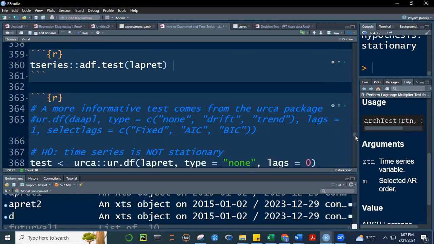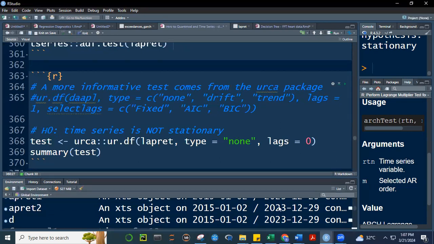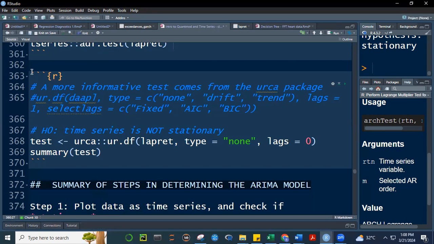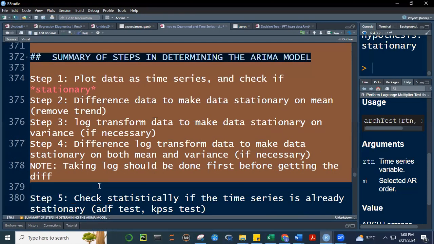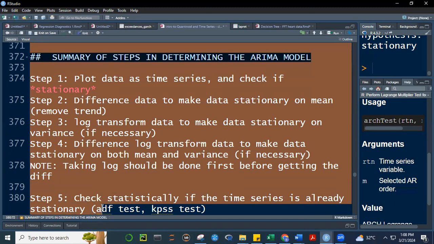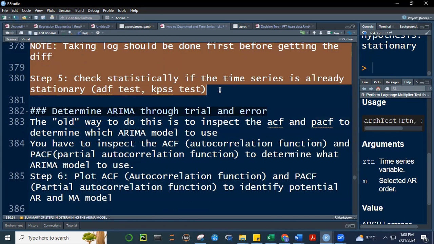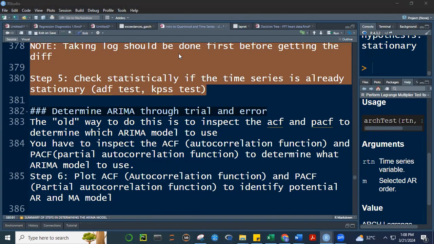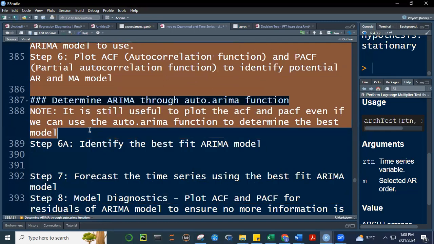There are other tests, and one of them is, for example, this from the urca package. Let me, I don't know if I have shared this with you. Let me share the others. Let me see if I can copy this. Okay, good. And up to this one.